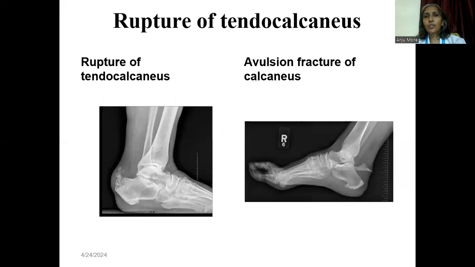Next is the rupture of tendocalcaneus, which can be seen here in this X-ray. We see that the posterior surface of the calcaneum is avulsed, and here is an avulsion fracture of the calcaneus along with the rupture of the tendon.